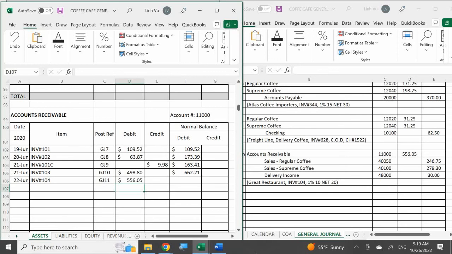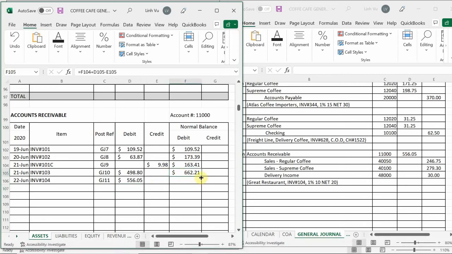And we add it to the 662.21, which would give us 1218.26. Okay. And we would go to our delivery income.